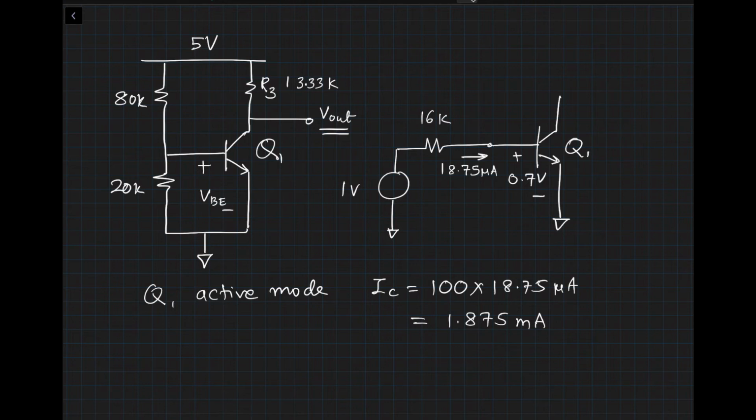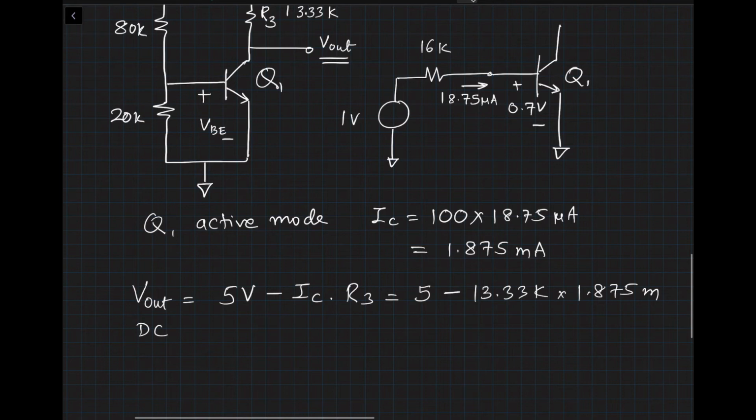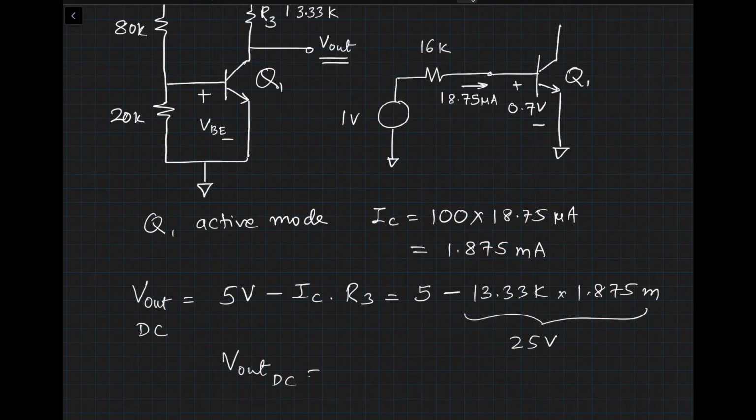What is the value of the DC voltage at the output, Vout? Vout DC is going to be 5 volts minus IC times R3. What is the value here? This is going to be 25 volts. So Vout DC is equal to minus 20 volts. This is telling us that something is not right about our original assumption, because we cannot have minus 20 volts. Our transistor is biased from 0 to 5 volts. This is telling us that the active mode assumption is not correct.